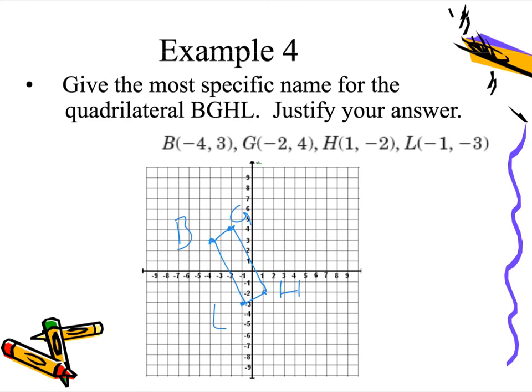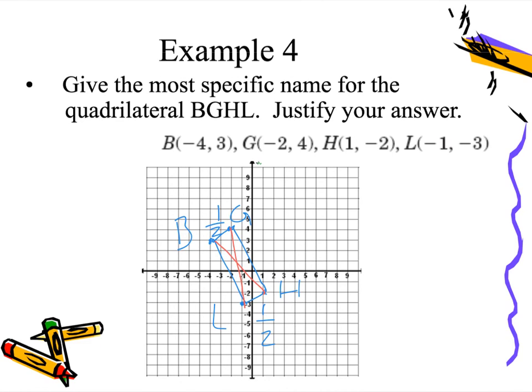All right, so we want to give the most specific name for the quadrilateral BGHL and justify our answer. So as I stated in yesterday's video, we're going to want to look at slopes for the most part, and oftentimes it comes down to our diagonals as well as our sides. So let's do that. Let's see here. If I were to show that, let's see, how about BG? Let's find that slope. That would be up 1 to the right 2, so 1/2. And then LH is up 1 over 2, so that's also positive 1/2. Those are parallel, so that's great.